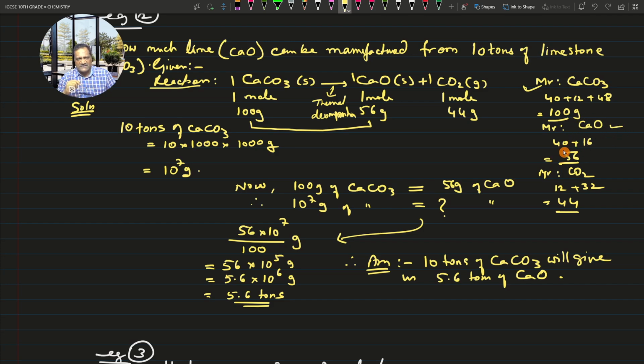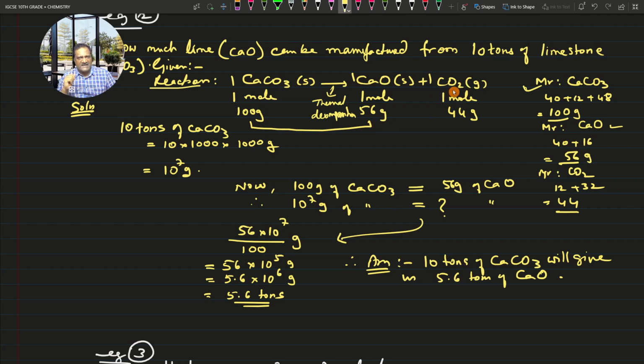Ca is 40 and oxygen is just one atom, so 16. 40 plus 16 is 56. So 56 grams is the molar mass of CaO. So 1 mole of calcium oxide is equivalent to 56 grams. That is the meaning of it.